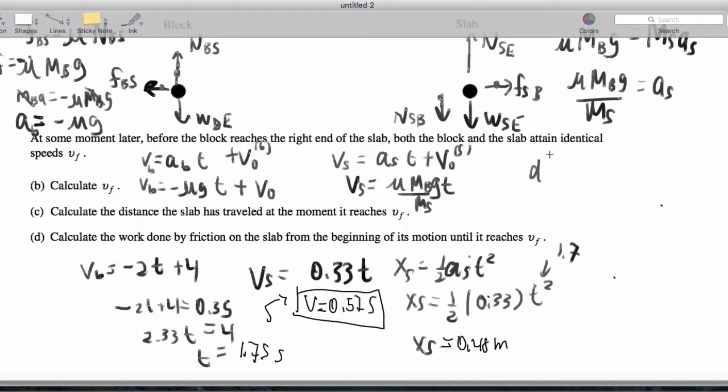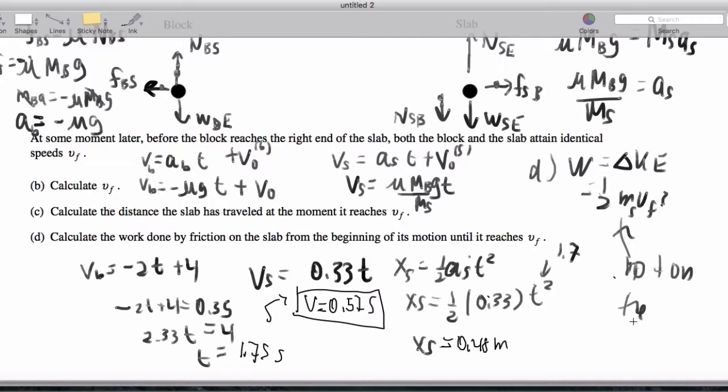Now for part D, we would actually do that in the next unit, but I would do work as the change in kinetic energy, which is 1/2 m v final squared, but that's not on the test. So that is free response question number 1 on the third practice test.